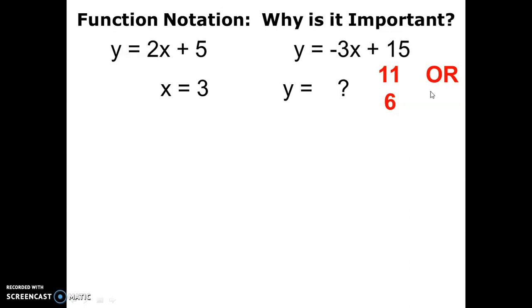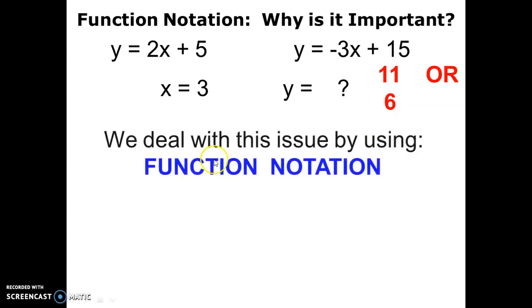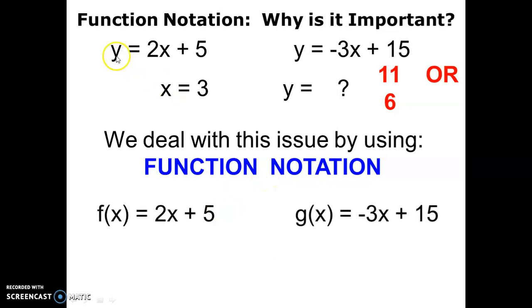This gets us to why we have function notation in the first place. To deal with this problem, we have what's called functional or function notation. Basically, since these two functions look identical, you can't differentiate between one and the other. Using function notation, each function can have a unique name.